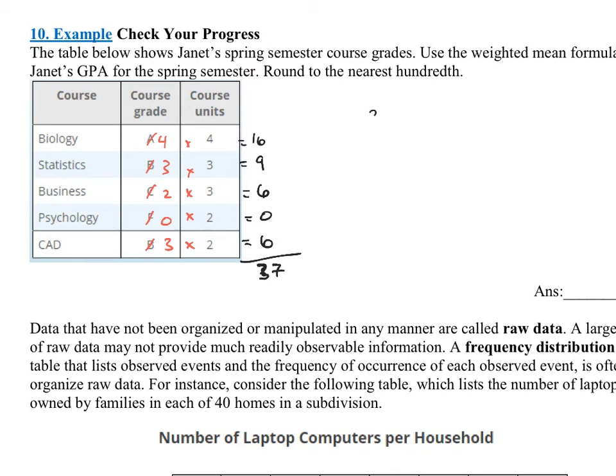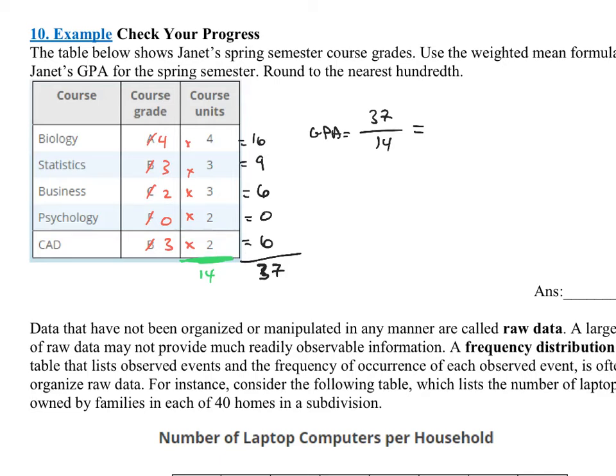Once I have 37, I want to divide that by the total number of credits. Let's see, how many credits was the student taking? 4 plus 3 is 7, plus 3 is 10, plus 2 is 12, plus 2 is 14. I believe it's 14 credits. So to calculate my GPA, the total weighted sum was 37. The total number of credits was 14. See what you get on this problem.